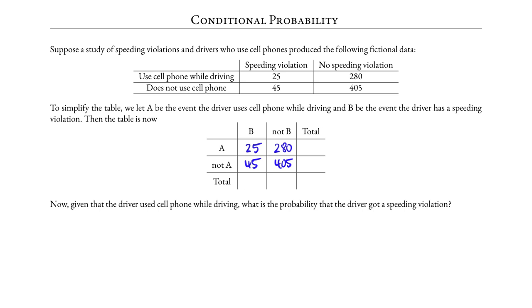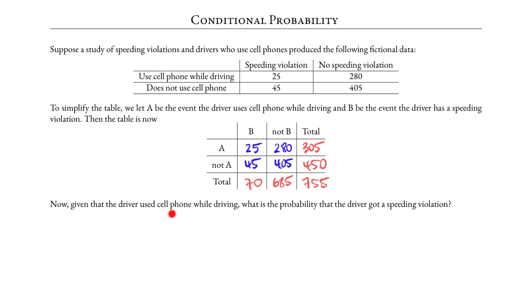When we are presented with a two-way table, we should always add up the total in its rows and in each column. 25 plus 280 is 305. 45 plus 405 is 450. 25 plus 45 is 70. And 280 plus 405 is 685. If we add the last row and the last column, we should get the same number. 70 plus 685 is 755, or 305 plus 450 is the same 755.